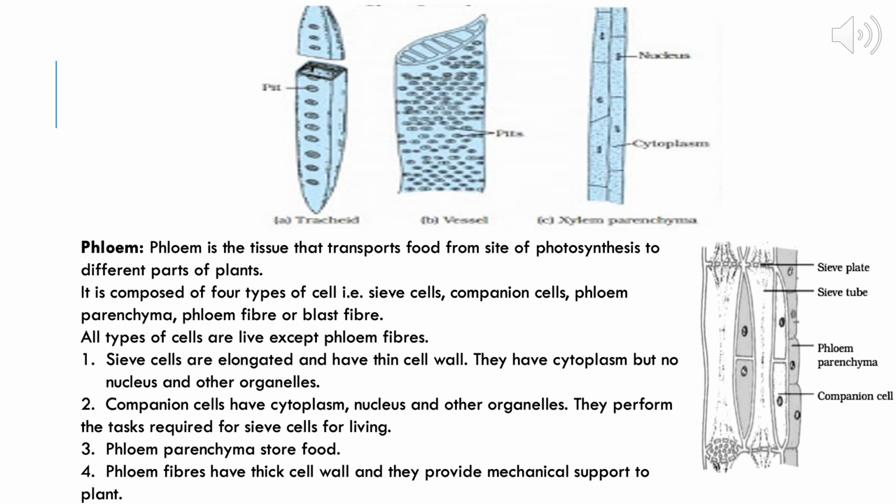And the fourth one is phloem fibers, and they are dead. They are very thick and they are lignified cells. It means they help to give mechanical support to the plant.